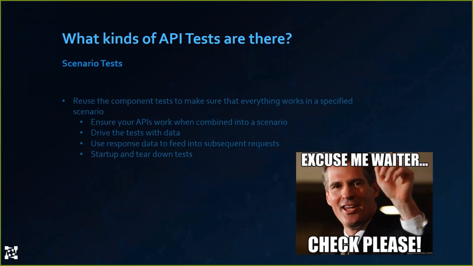So when we combine our APIs into our scenario, we want to make sure that they all work together. We want to drive our tests with some starting data. We want to use response data to feed into subsequent requests. As I was saying, when I get my receipt, I expect to get my food back, not their food back. And we want to optionally leverage startup and teardown tests.